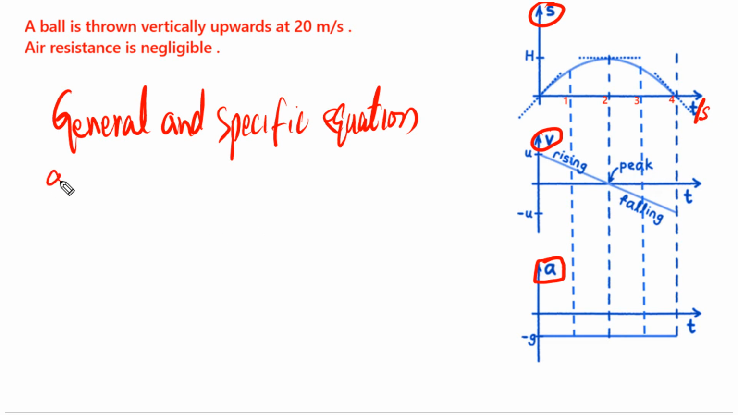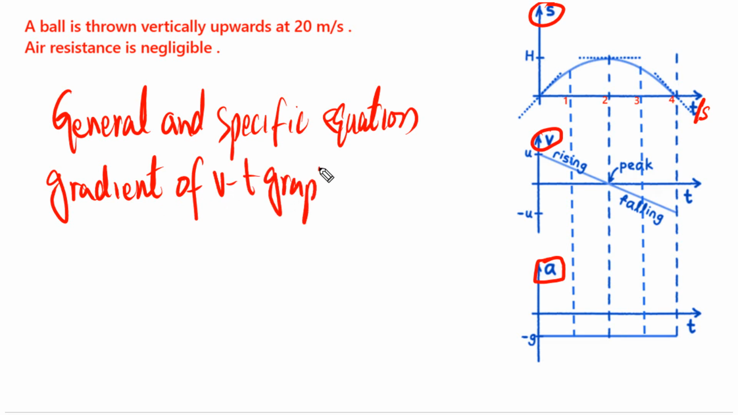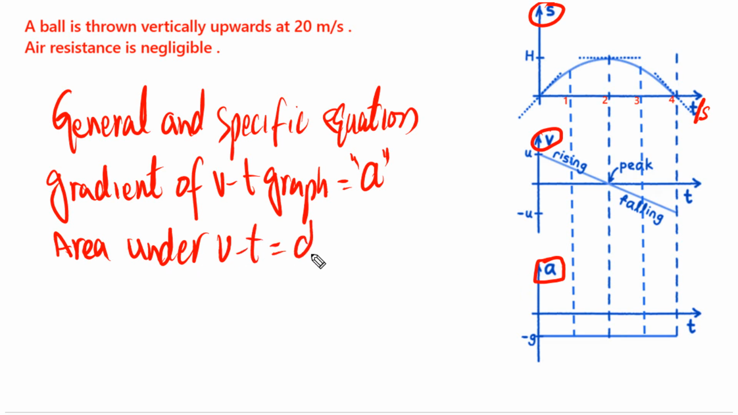We need to understand what is gradient. We need just some key concepts and then we can write the equation. For example, we need to understand what is the gradient of the velocity time graph, the gradient of the vt graph. This is simply equal to a, meaning it is equal to acceleration. We also need to understand the area under the vt graph. Area under vt, that is equal to displacement. So we can say that area is equal to displacement.